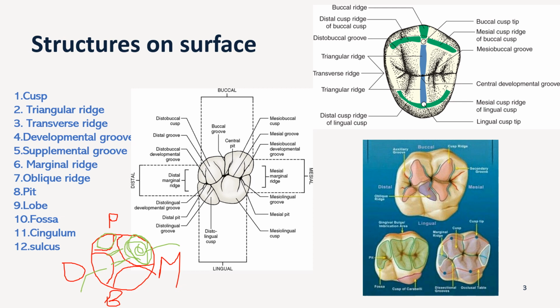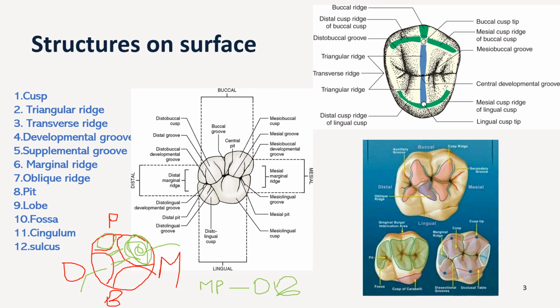Remember this one. So what is the oblique ridge? Oblique ridge is a ridge present over the occlusal surface of the first molar which connects the mesiopalatal cusp to the distobuccal cusp.